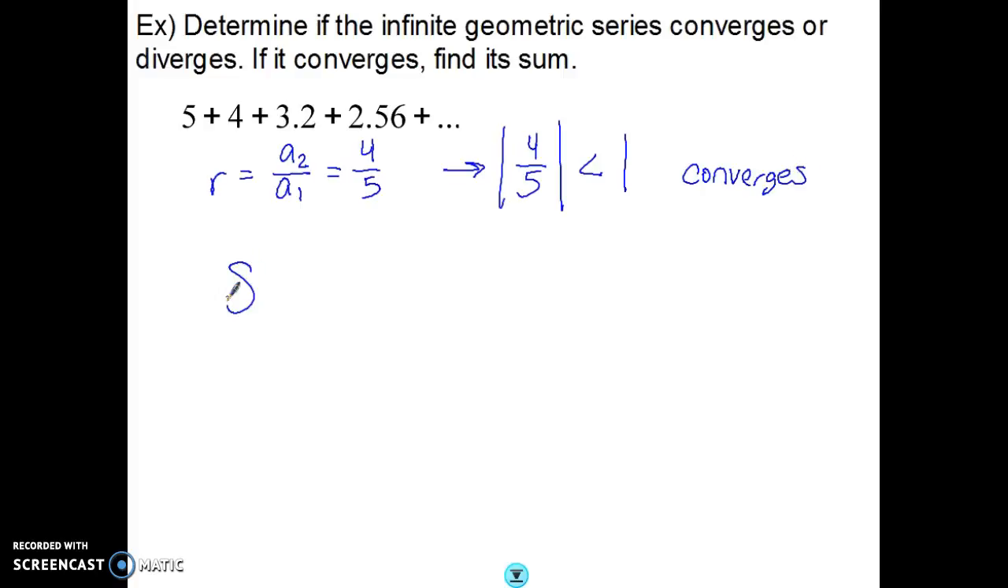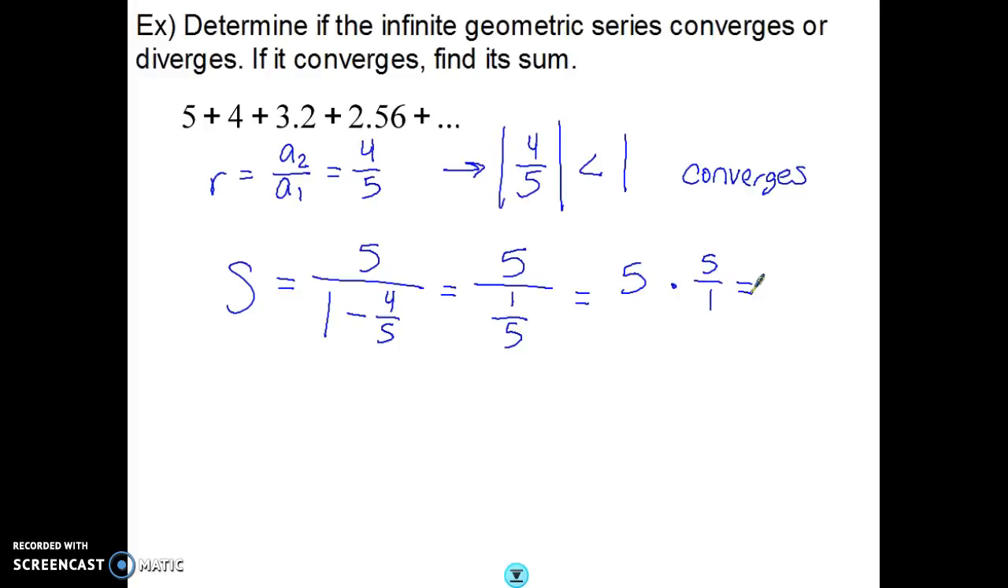Which means that we can now apply our formula and find the sum of this entire list of numbers as it goes on forever. It will just be a sub 1, which is 5, over 1 minus r, which is 1 minus 4/5. Well, 1 minus 4/5 is 1/5, so this is 5 over 1/5. And then this is the same as 5 times, we can multiply by the reciprocal of this fraction, which is 5 over 1, which gives us that the sum is 25.